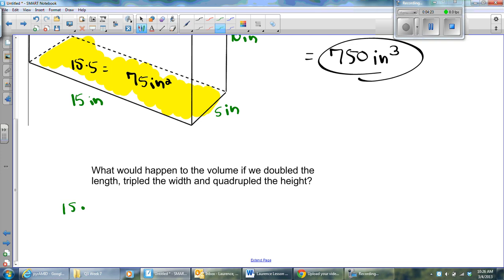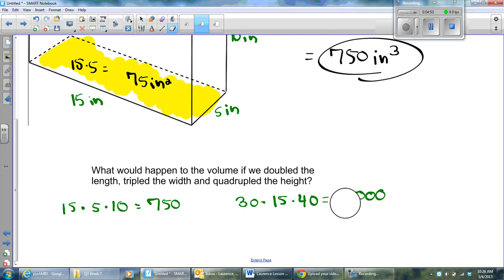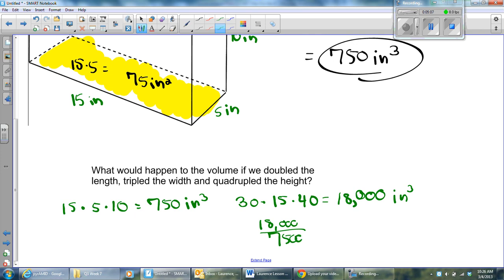I can go 15 times 5 times 10 and say that equals 750. And now I have to double the length, 30, triple the width, 15, and quadruple the height, which would be 40. And multiply all those together. So 30 times 15 times 40, and I'm going to get 18,000. Put my comma in the wrong spot there. Sorry about that. Let me rewrite that. There we go, 18,000 cubic inches. Now I could take that 18,000 and divide by the 750. This will tell me how many times greater my new volume is. So I divide by 750 and I get 24 times greater.